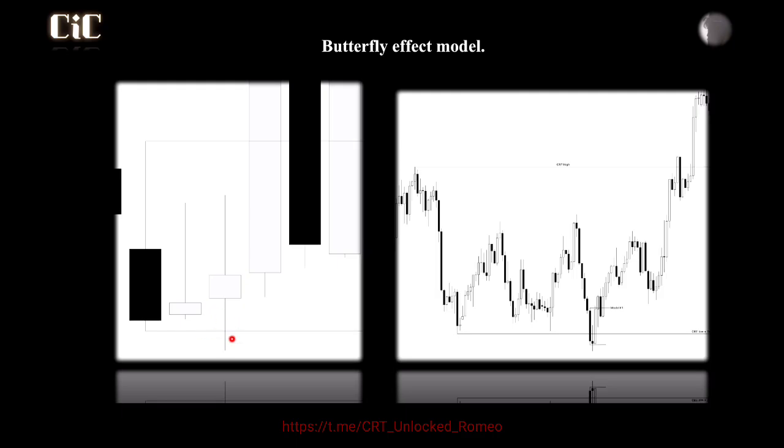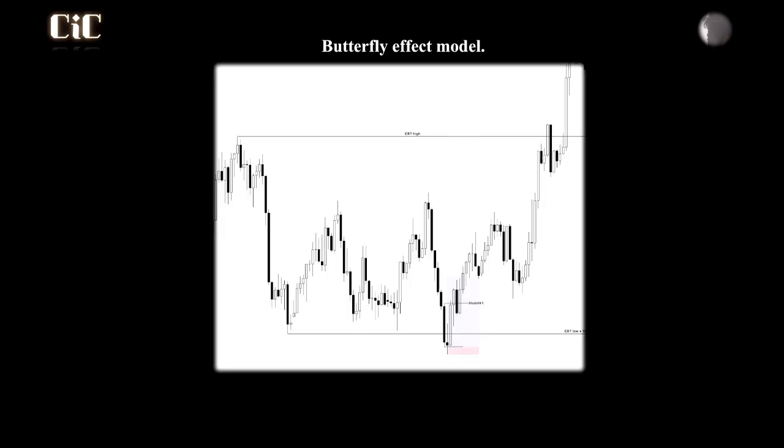at the low, on the lower time frame. And that lower time frame, model number 1, has a CRT. And that CRT on the lower time frame of the model number 1 has another model number 1. And this goes on forever until the smallest time frames, the 1 second time frame, the millisecond time frame, which the public doesn't have access to. Yes, it exists.